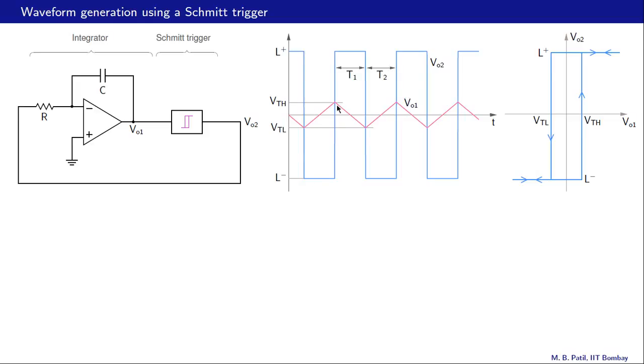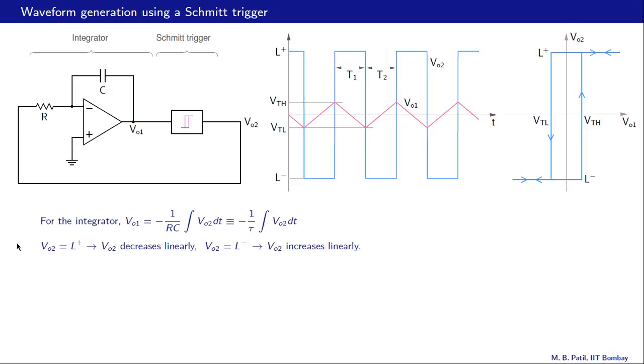These are the waveforms. That is VO2, the blue one, and that is VO1. And VO1 is a triangular waveform in this case, as opposed to the capacitor voltage waveform that we saw in the last circuit. Let us look at how this circuit works.